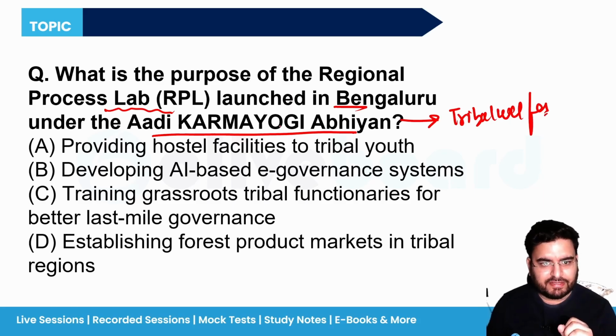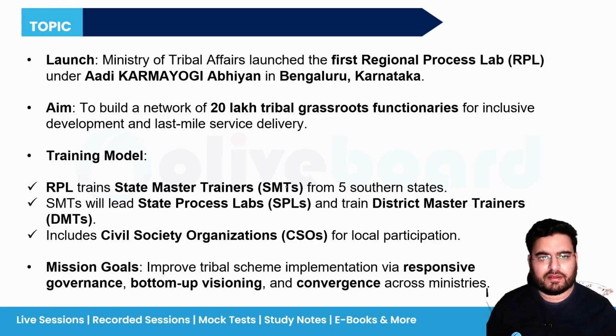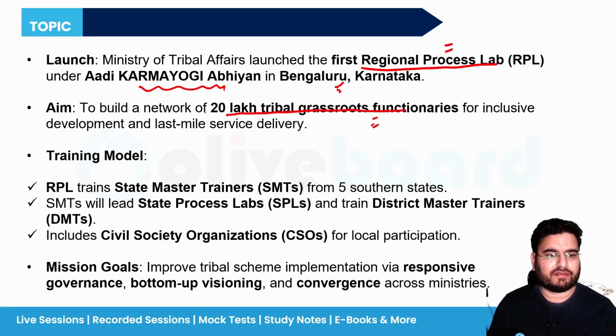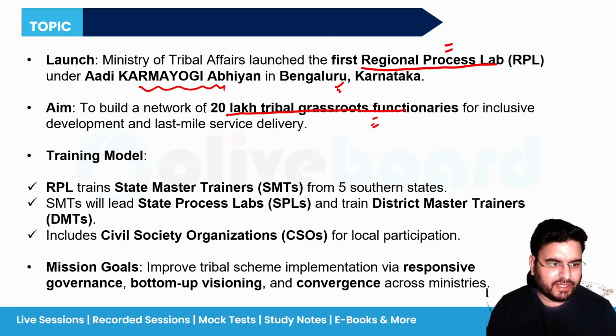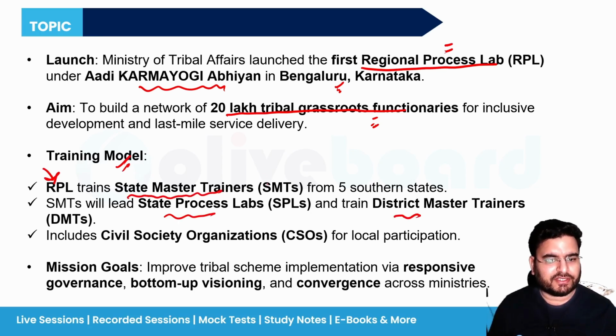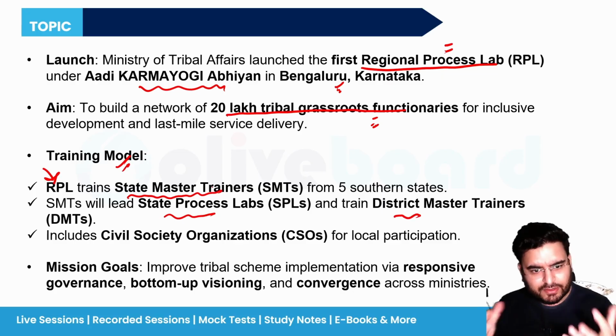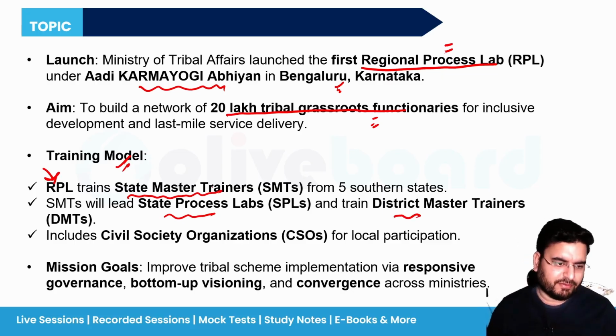Let's see the news in detail, then we'll see the answer. So the first regional process lab under the Adi Karma Yogi Abhiyan was started in Bangalore. Purpose is what? To build a network of 20 lakh tribal grassroots functionaries, basically to develop and promote inclusive development. So they have done this training model which will have RPL, which will include state master trainers, then state process labs, district master trainers. So basically it is an inclusive development model for tribal welfare.